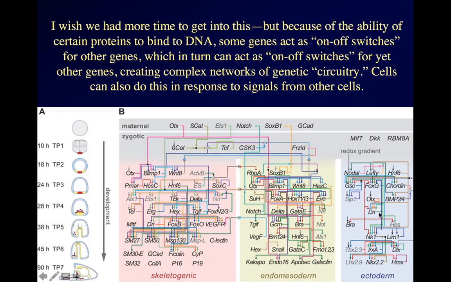What you're looking at, by the way, is this complicated diagram. Each one of these abbreviations, like OTX and BLIMP1 and WNT8, those are all abbreviations for different genes. And these are the genes activating and deactivating each other during part of the development of a sea urchin embryo from fertilized egg to free swimming larva. This is the kind of circuitry that goes on in the development of an embryo.